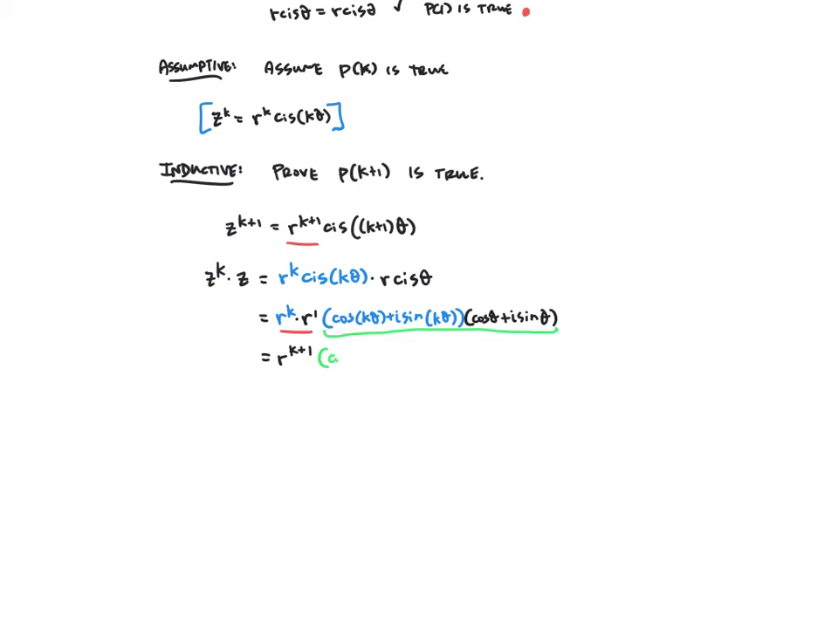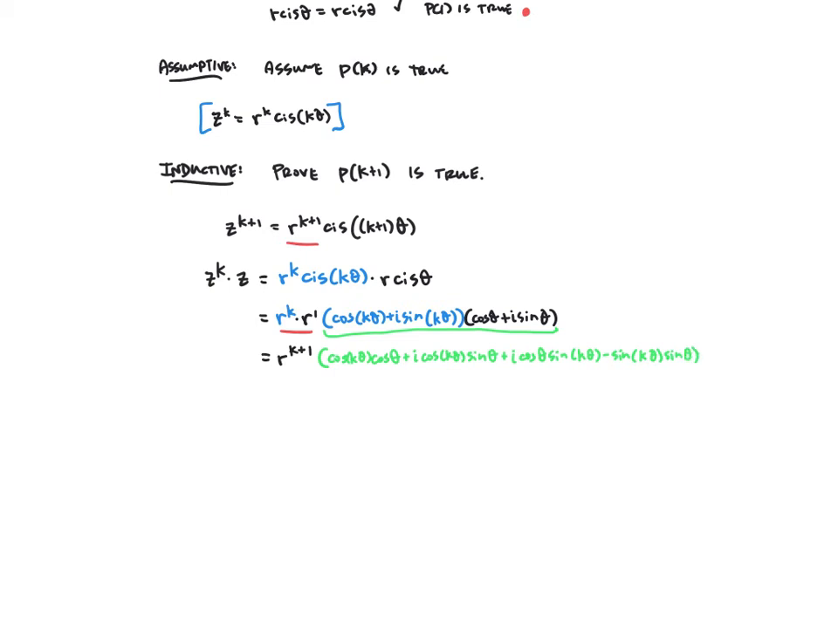I will have first times first, cosine k theta, cosine theta. Outside will be I cosine k theta, sine theta. Inside will be I cosine theta, sine k theta. And last will be I squared, which is a negative 1, sine k theta, sine theta.